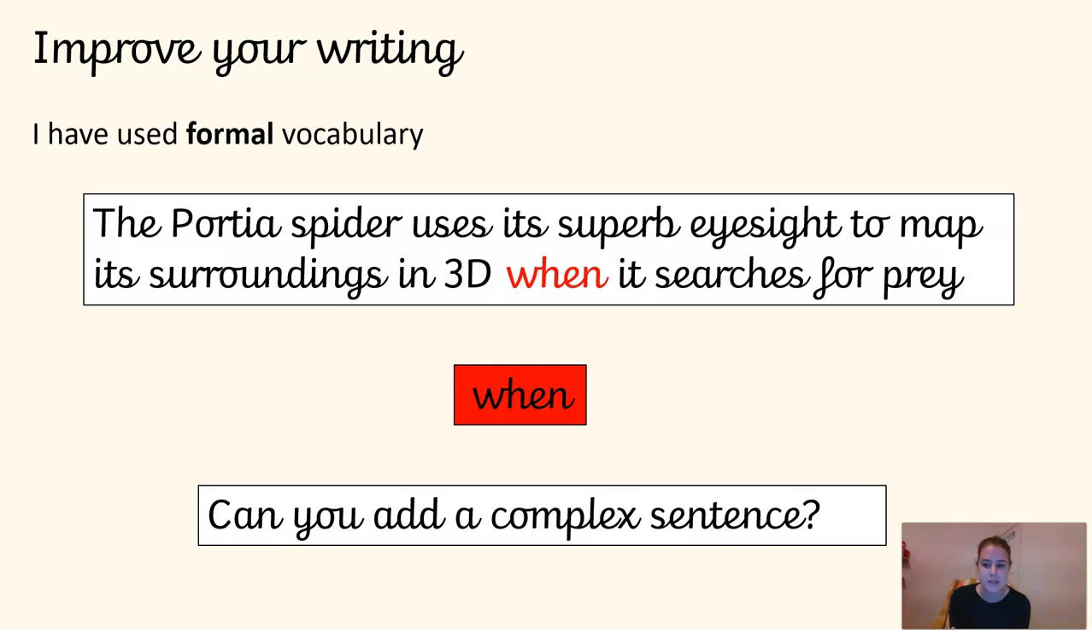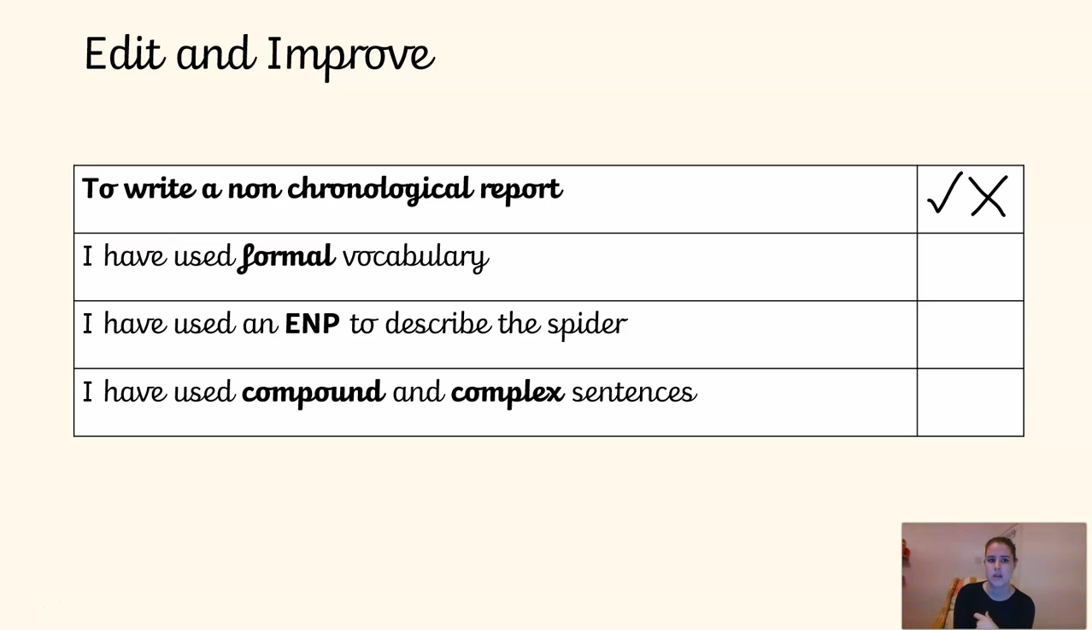Okay, now you may have remembered this from my writing yesterday. So the Portia spider uses its superb eyesight to map its surroundings in 3D when it searches for prey. So I've given a reason for when it's going to use that eyesight and why it's then going to be helpful. So you need to go through and you need to check your work. So you need to check, have I used formal vocabulary? Have I used an expanded noun phrase? And have I used compound and complex sentences?